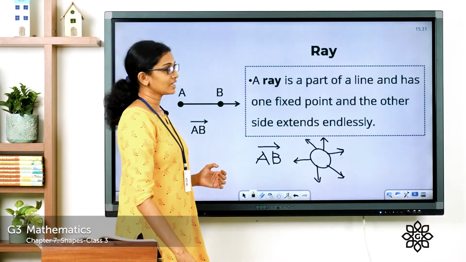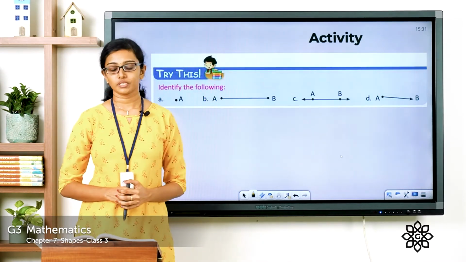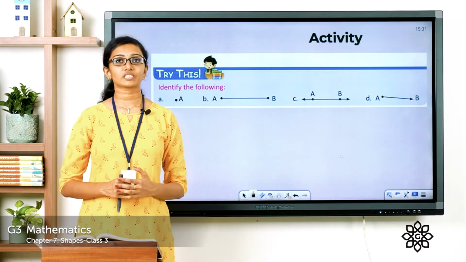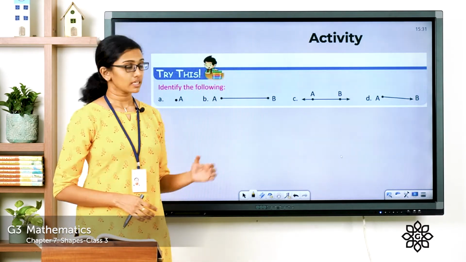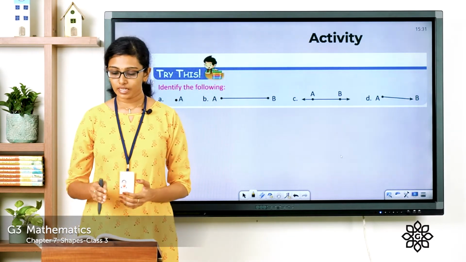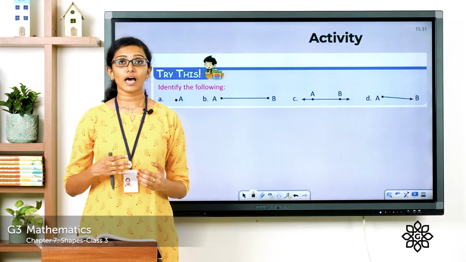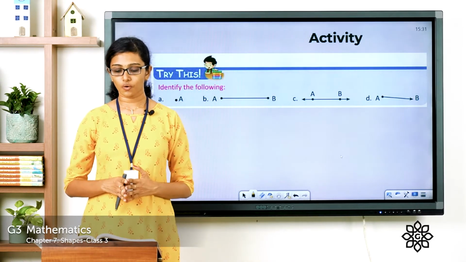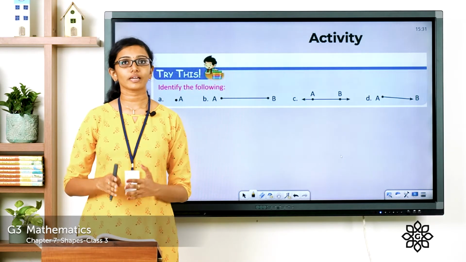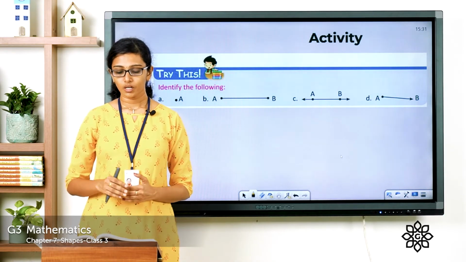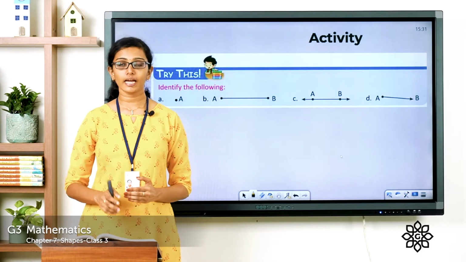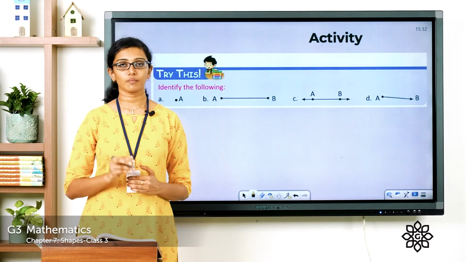Clear? Now, we'll do one activity. This is from your textbook, page number 103. There is this heading, try this. You can see some figures given there. You have to identify each of the following figures there. This one you can do as an activity now. You have to identify each of the figures there, and below the figure you can write the name of it.